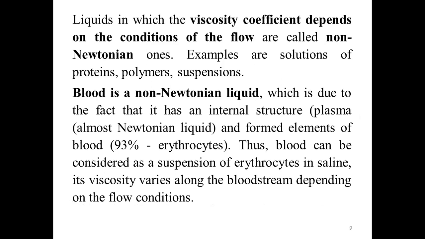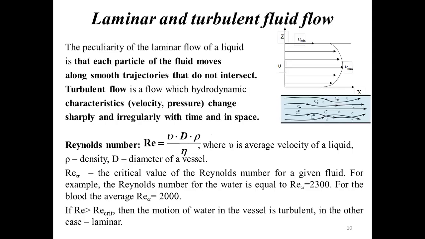And this is due to the fact that blood has an internal structure: plasma, which is almost a Newtonian liquid, and formed elements of the blood, of which 93% represent the erythrocytes. So blood can be considered as a suspension of erythrocytes in serum, and its viscosity varies along the bloodstream depending on the flow condition.